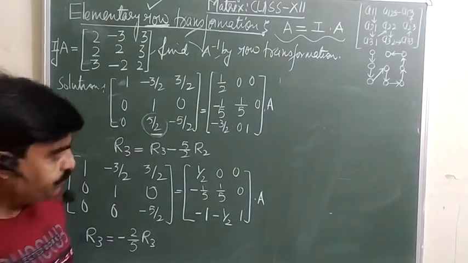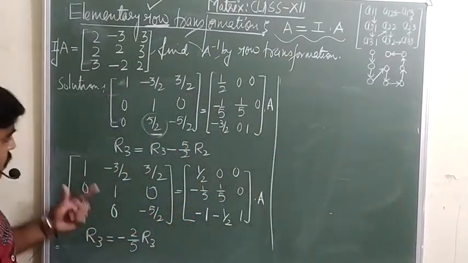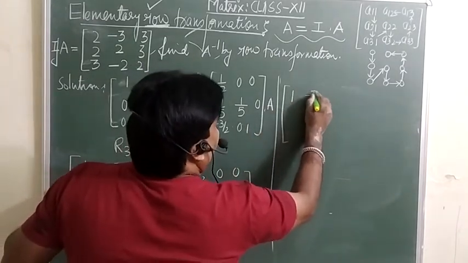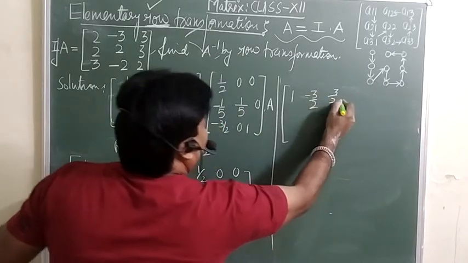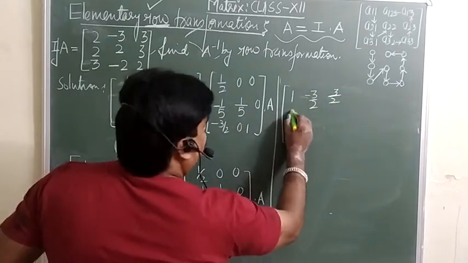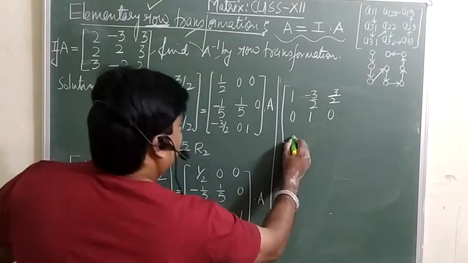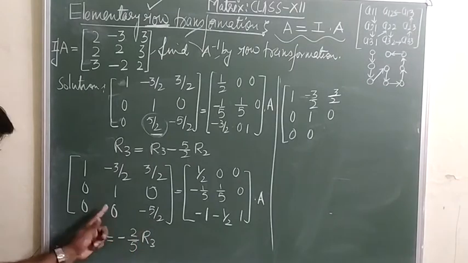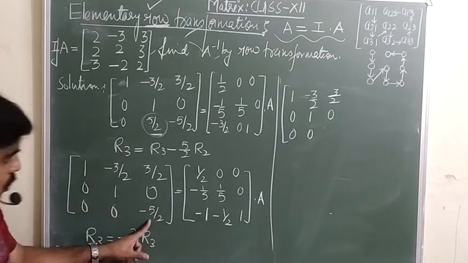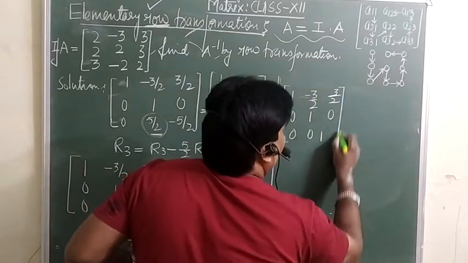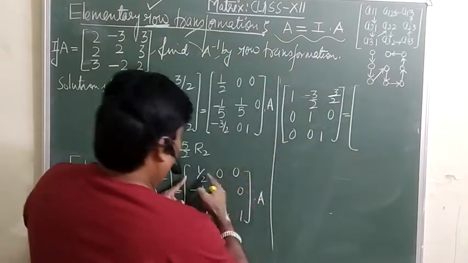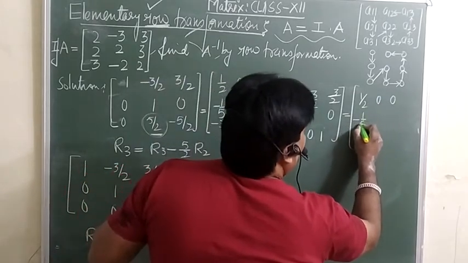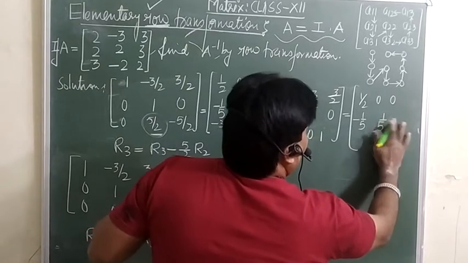This will remain as it is, 1, minus 3 by 2, plus 3 by 2; and this is 0, 1, 0; 0, 0, 0. We are supposed to multiply by minus 2 by 5 this one. So 0 into this one you will do 0, 0, and here also you will get plus 1. So this is equal to, first row will remain as it is, 1 by 2, 0, 0. Second is minus 1 by 5, 1 by 5 and 0.